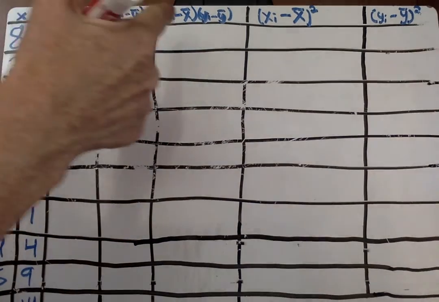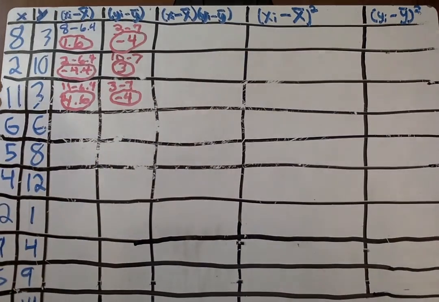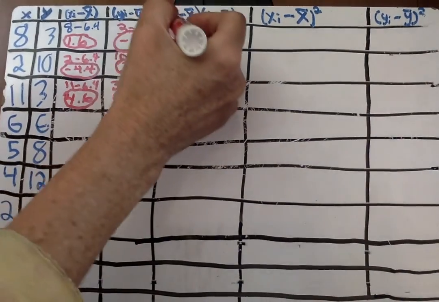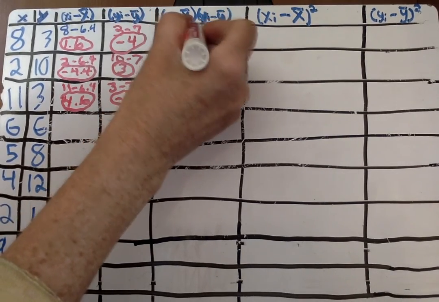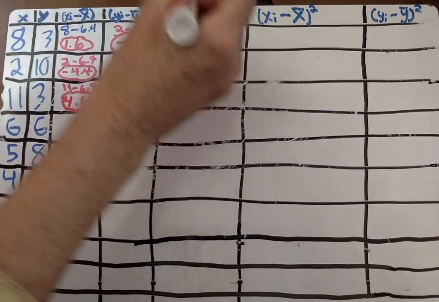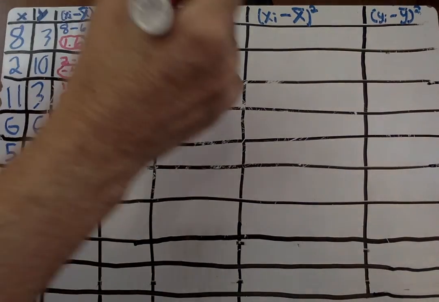Next, we're going to take each of these two numbers and multiply them together. So we say 1.6 times negative 4. And we should get negative 6.4.